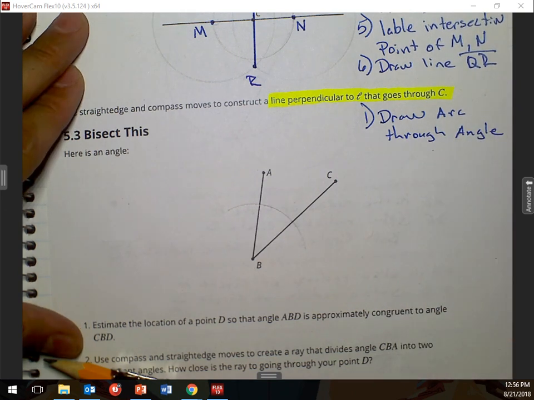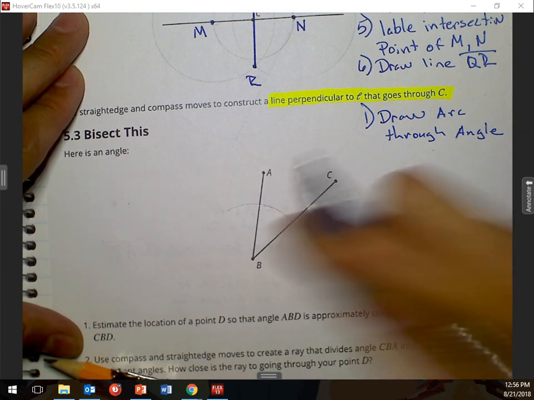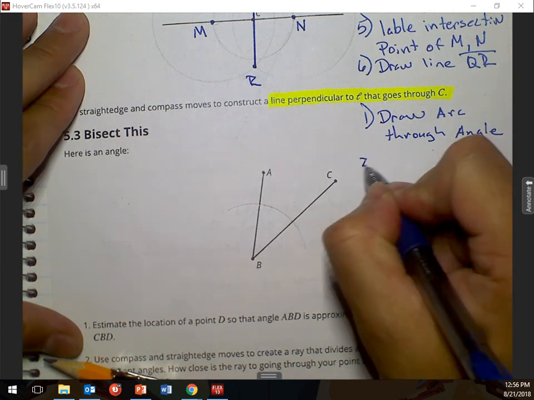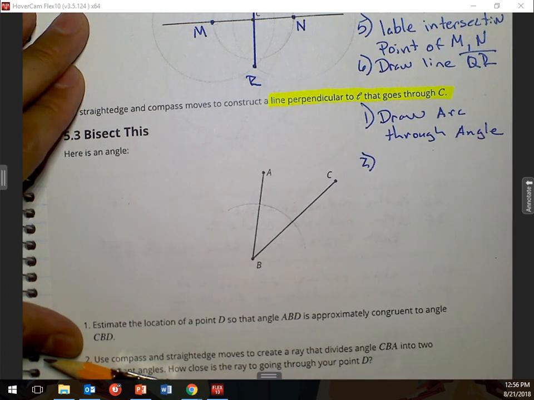So draw an arc through the angle. An arc is only a portion of the circle. We don't need a whole circle here. You don't have to erase it. We just don't need that much. Step 2. What do you think step 2 is going to be?